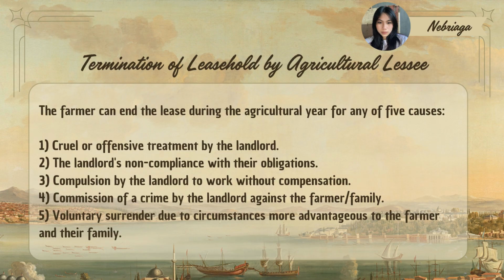Number 4, commission of a crime by the landlord against the farmer or family. Number 5, voluntary surrender due to circumstances more advantageous to the farmer and their family.